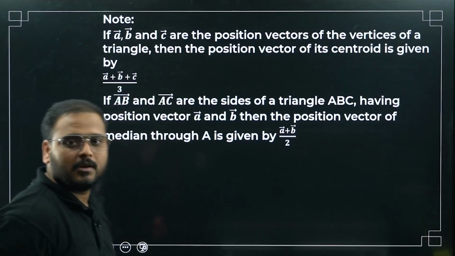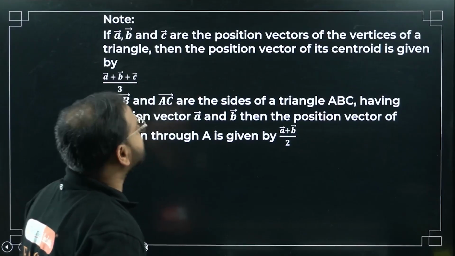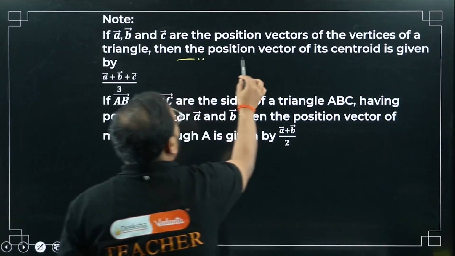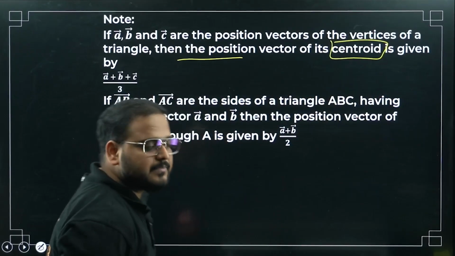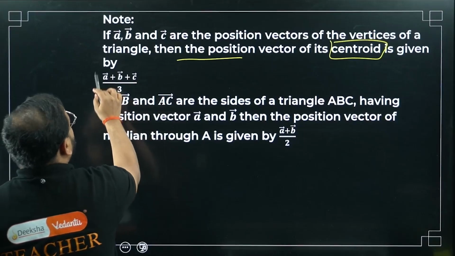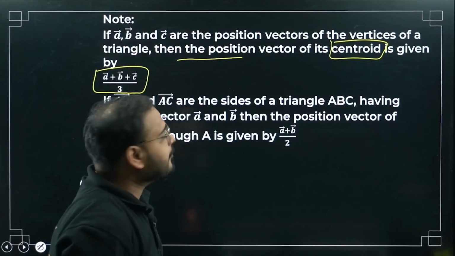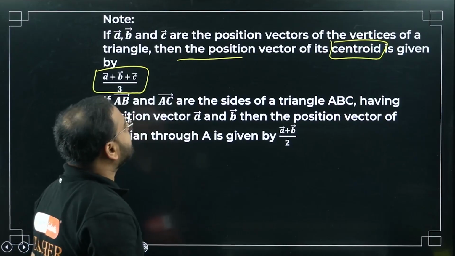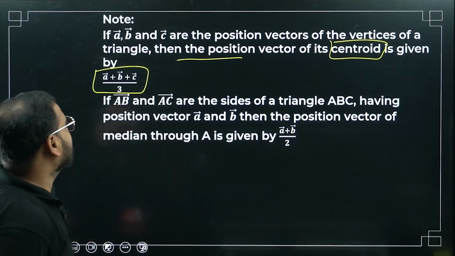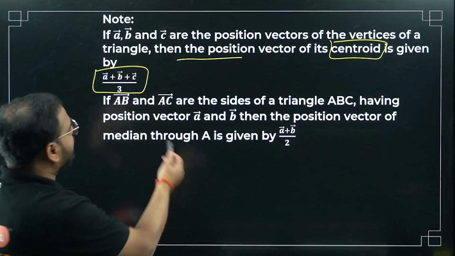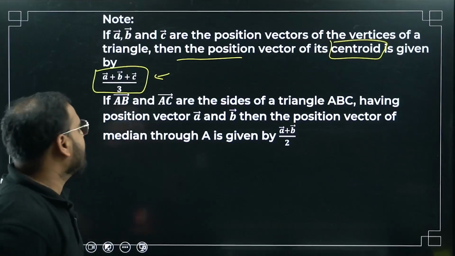Now few notes, last few concepts. If A, B, C are the position vectors of the vertices of a triangle, then the position vector of what? Centroid. The position vector of the centroid will be given by vector A plus vector B plus vector C by 3. Where A, B, C are the position vectors of the vertices of triangle ABC. So this is the position vector of the centroid, vector A plus vector B plus vector C upon 3.